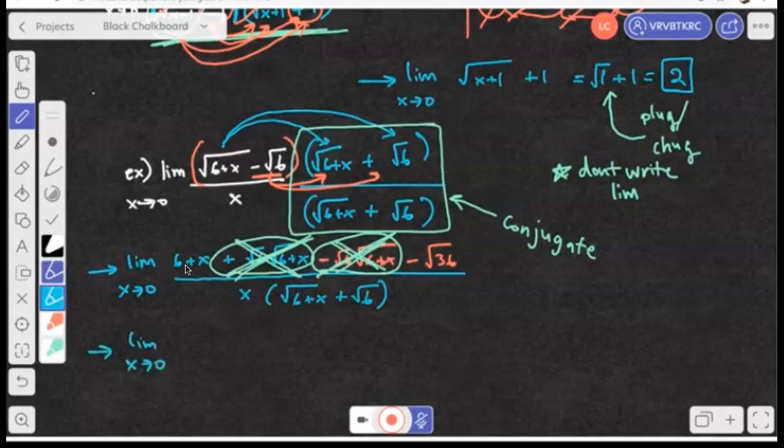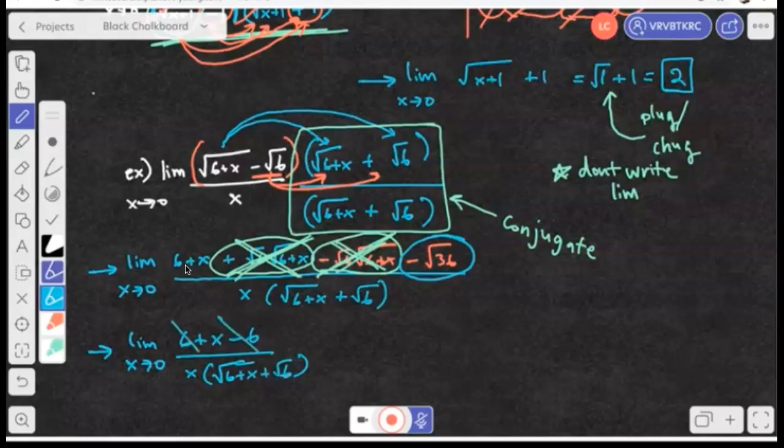Alright, here we go. Limit 6 plus x minus 6, because the square root of 36 is 6. The bottom stays the same. Don't do nothing to the bottom. We never had an issue there in the beginning. Alright, the 6's cancel. Nice. What about the x's? Could the x's cancel? X divided by x? Yep, that becomes 1. So you have a 1 on the numerator.